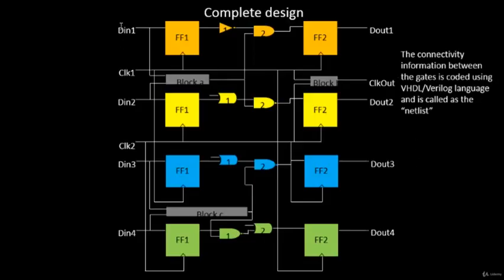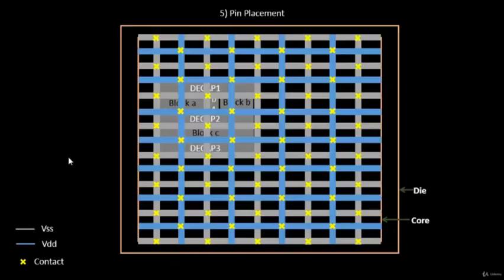Okay, so now we have this set of input ports, D in 1, D in 2, D in 3, D in 4. We have two clock ports, clock 1, clock 2. We have 4 output data ports, which is D out 1, D out 2, D out 3, and D out 4, and we have one clock output port, which is clock out. So let's try to place all of them in the chip that we are trying to design. We have this particular core and die, and there is an area between the core and die which is empty. Let's try to fill this up with the pin information.